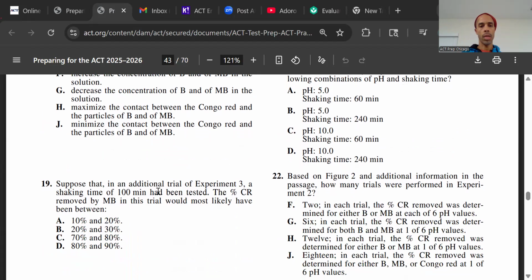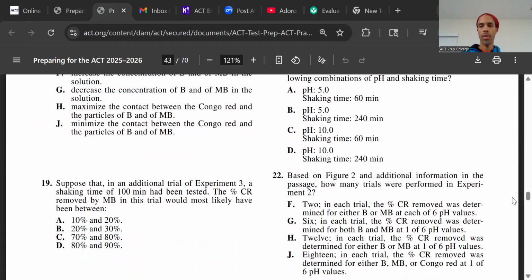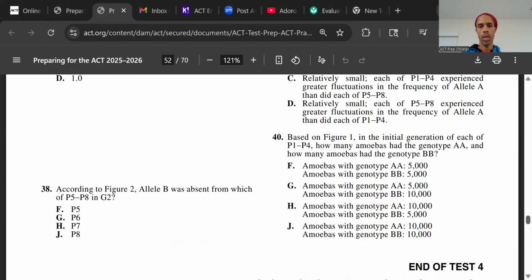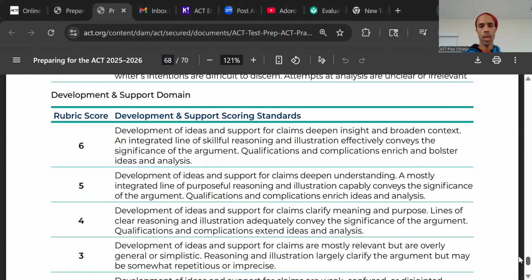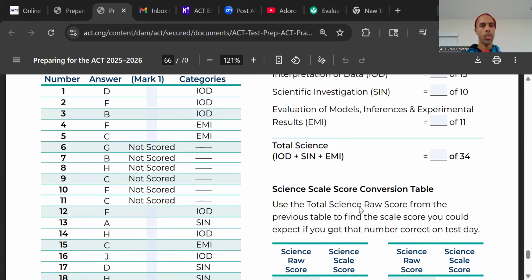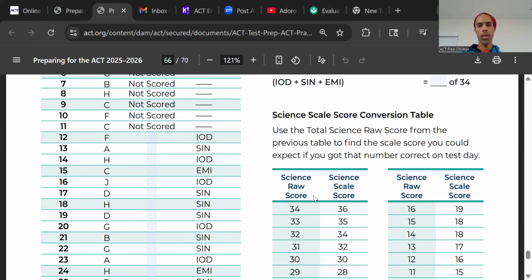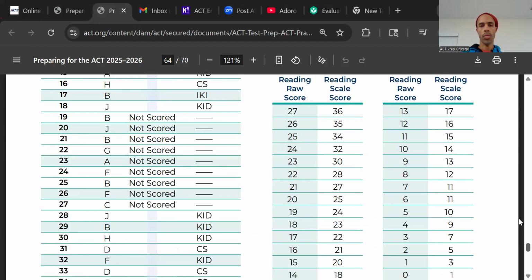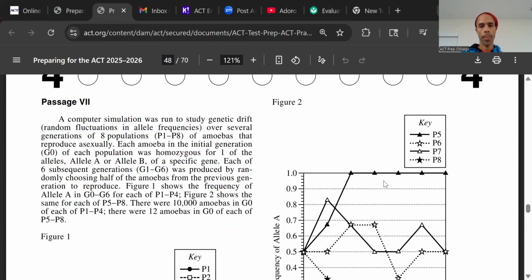A 19. Let me just make sure that was 18. Science, 18. Yes, 8. I thought so. I just want to check, make sure.